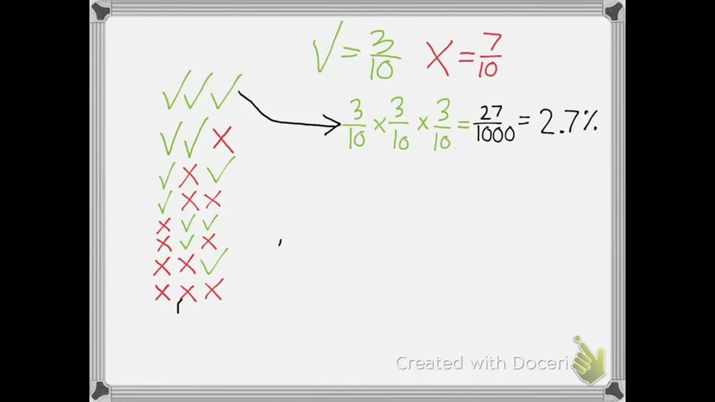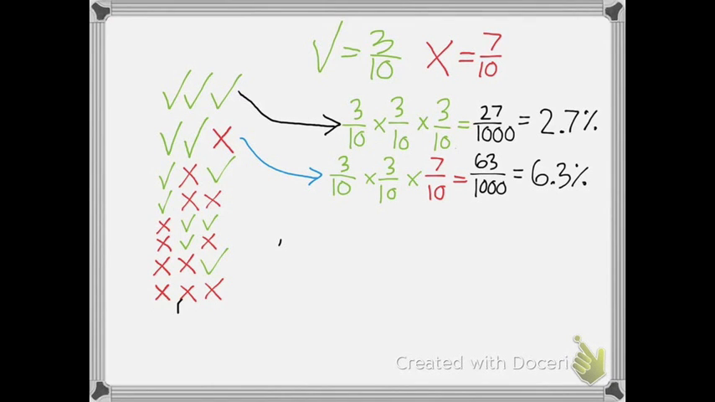So now let's move on to making 2 shots and missing 1. So it's going to be the same thing. Multiply 3/10 times 3/10, but this time we're going to do 7/10 instead of 3/10 for the final one, because we missed it instead of making it. When we multiply that out, that gets 63 out of 1000, which is equal to 6.3%.